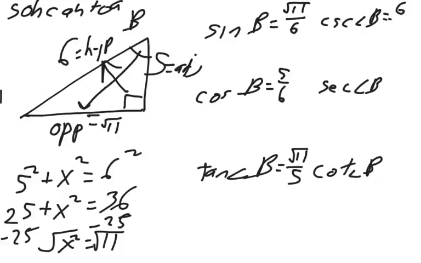So the cosecant is going to be 6 over the square root of 11. The secant is going to be 6 over 5. And the cotangent is going to be 5 over the square root of 11.